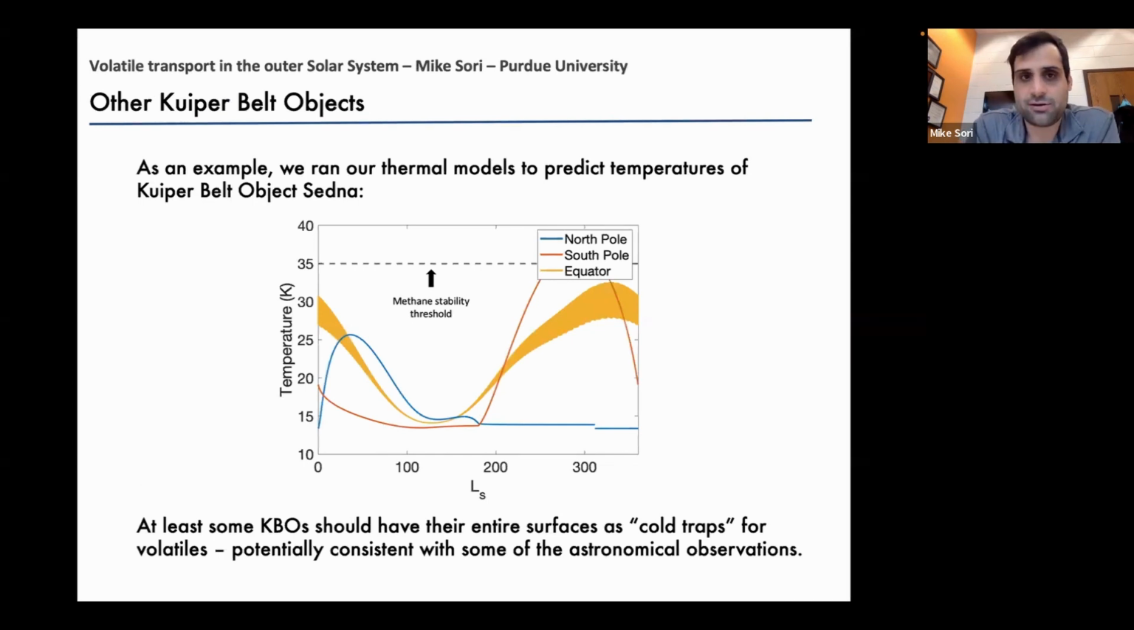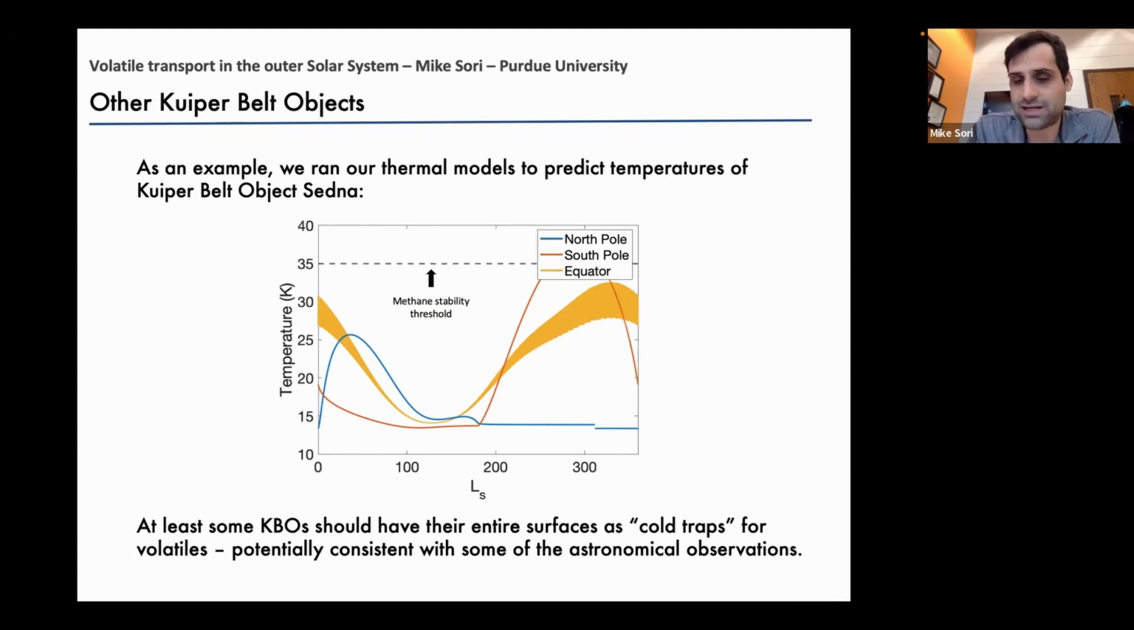So we started thinking about other Kuiper Belt objects. I think that's the most interesting place to take this. Pluto and Charon are interesting objects in their own right. They're also really interesting to think about in the context of the rest of the Kuiper Belt and the rest of the large Kuiper Belt objects.